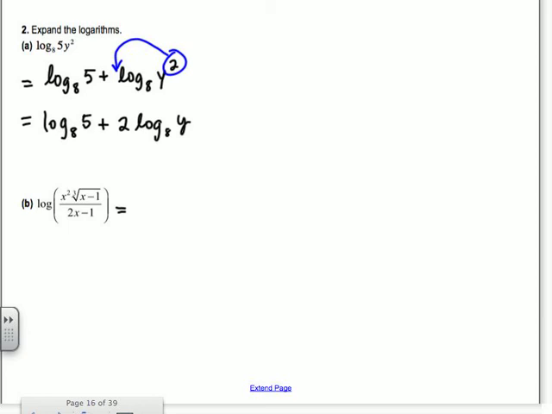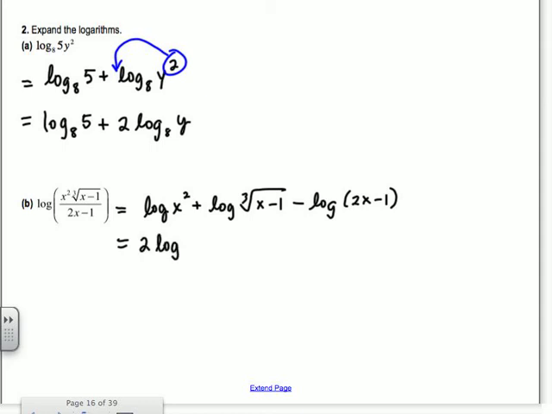Okay, now for the next one. So I have division and I have multiplication on the top. So I'm going to have log of x squared plus log of the cube root of x minus 1 minus log of 2x minus 1. That's how I started out. What else do I need to do? Bring the 2 to the front, and then anything else? The 1/3, right? Because a cube root is really a 1/3 power. So that means I have plus 1/3 log of parentheses x minus 1 minus log of 2x minus 1.